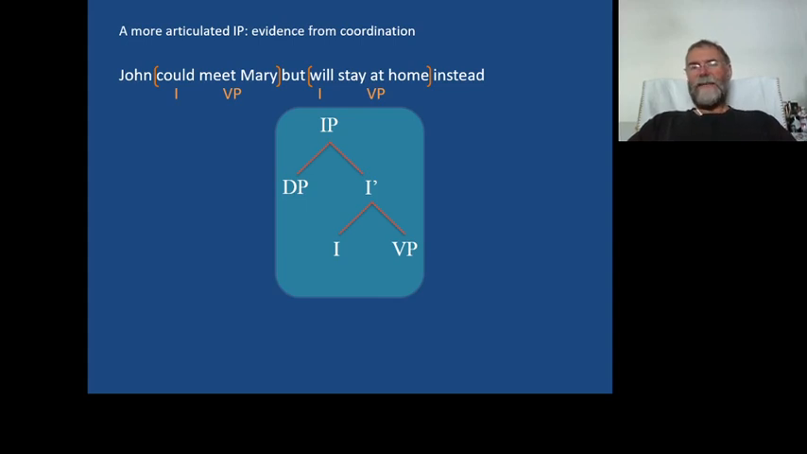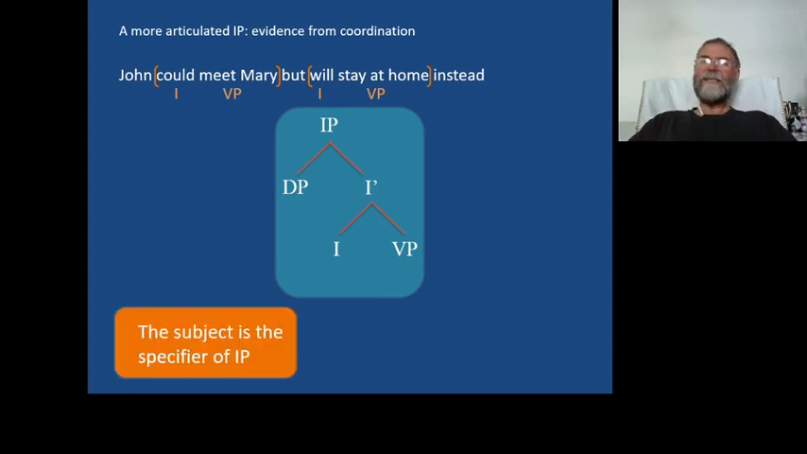So if we accept this as our analysis of the clause, the conclusion we come to about the subject is that the subject is the specifier of the IP, not a complement. Okay, and we can see that it's in a completely different structural position to the complement, and therefore we expect it to have different properties. Essentially, the properties of specifiers are that they precede, and that they enter into agreement relationships with the head. They are not restricted by the head like complements are.